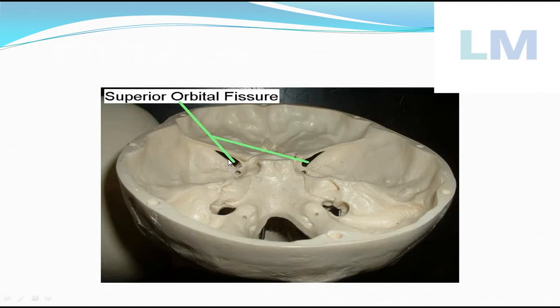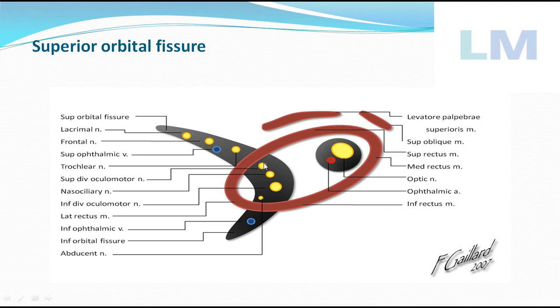So the oculomotor nerve passes further through a fissure called the superior orbital fissure. Ultimately, it is reaching the orbit. Here it divides into two divisions, the upper and lower division of the oculomotor nerve.